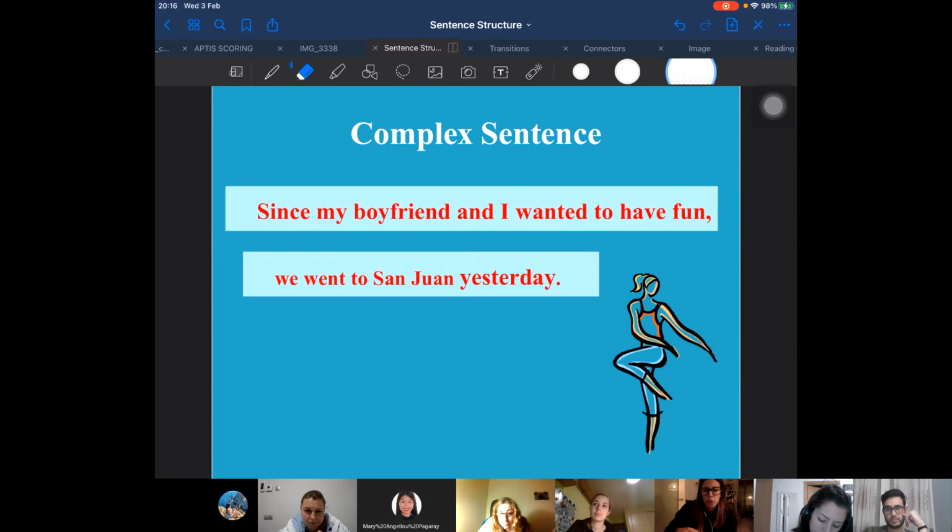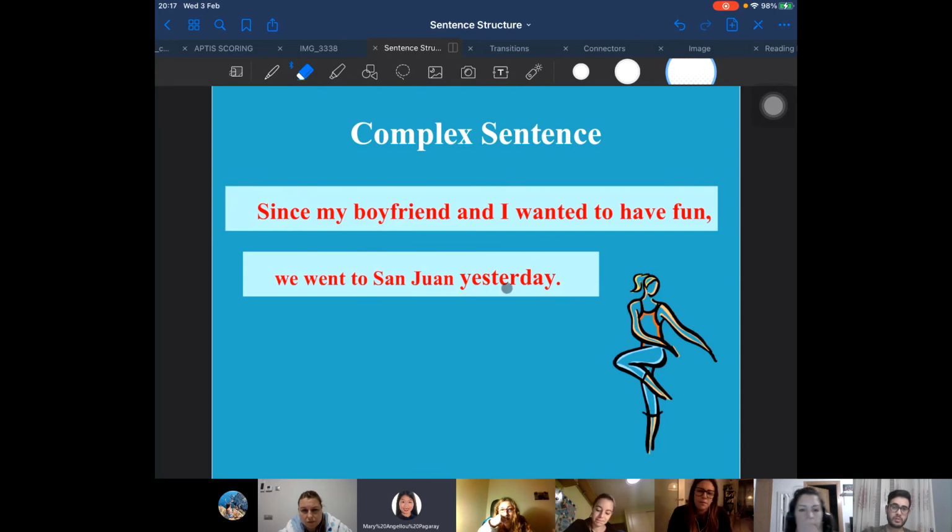Angela. The independent or the dependent? Dependent. Where is the dependent? Since my boyfriend and I wanted to have fun. Perfect. Okay, you will directly know because of the subordinating conjunction.